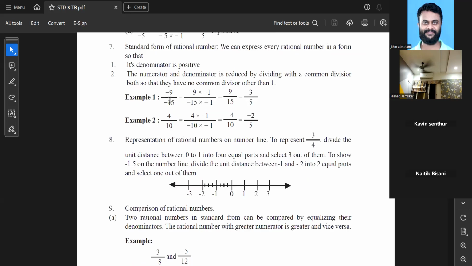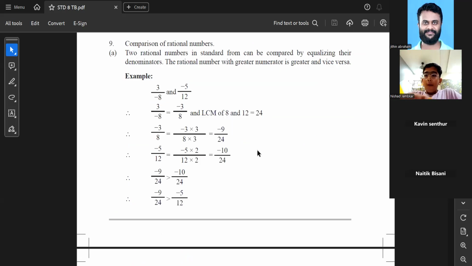Whenever there is a negative sign on the numerator as well as in the denominator, you can simply cancel that negative sign and consider minus 9 upon minus 15 as plus 9 upon plus 15. Similarly, 4 upon minus 10 can also be considered as minus 4 upon 10. So the negative sign can be moved from denominator to numerator or numerator to denominator.